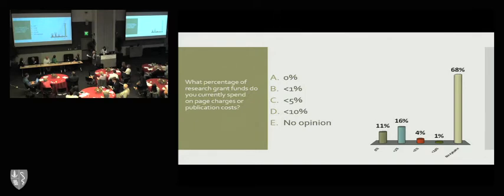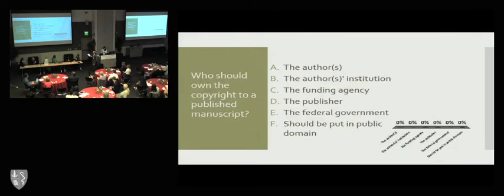Okay, why don't you go on? And this question is, who should own the copyright to a published manuscript? And the choices are authors, the author's institution, funding agency, the publisher, the federal government, and should be put in public domain. And by own the copyright, I mean even if the authors own it, if they assign all the rights to an agency or publisher, then you should say the agency or publisher, not the author.